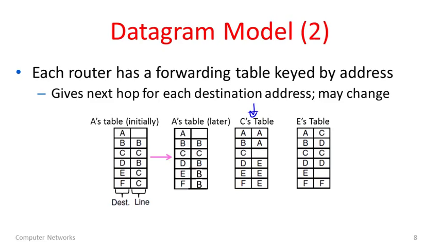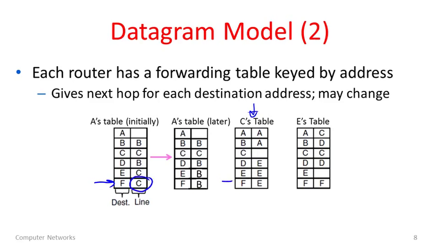I've shown you tables here for A, C, and E, and A's table actually changes over time. Let's just imagine that we're trying to send a packet from A to F. When the packet arrived at A, what A would do is look up in its table, see that it was going towards F, and the next hop for that is C. So it would then send it over the network, and it would arrive at C.